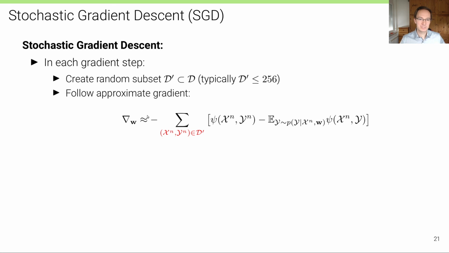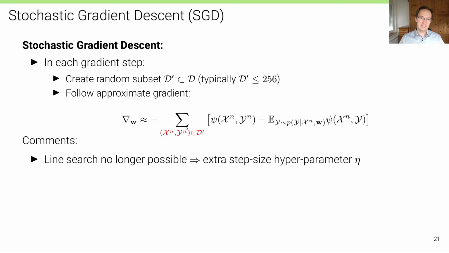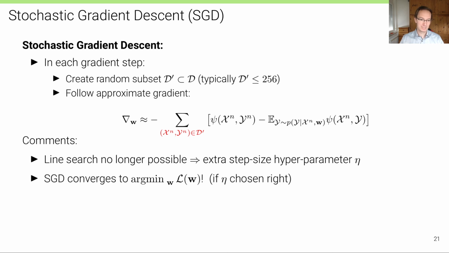And then we just follow the approximate gradient, where the approximation comes in by summing now not over all the data samples, but summing over only a subset of the data samples, a small subset of the data samples. Now in this case, line search is no longer possible, so we have to introduce this extra step size hyperparameter eta that allows us to go forward along the gradient for a fixed step size in stochastic gradient descent, just as in deep learning.